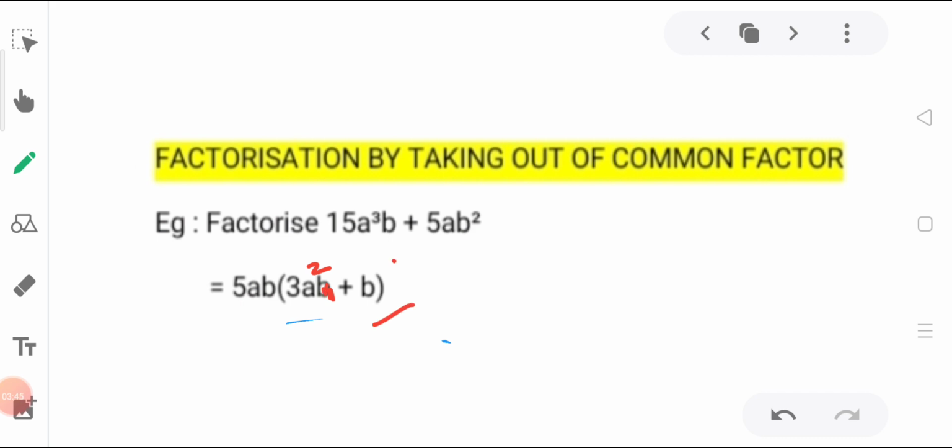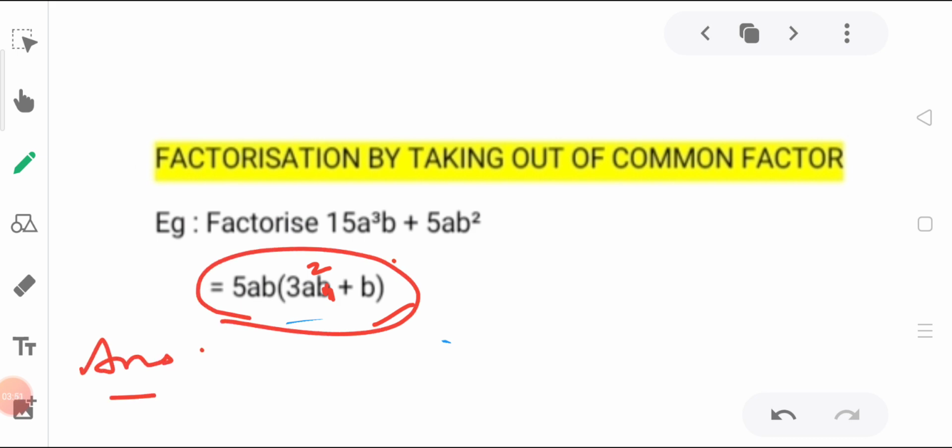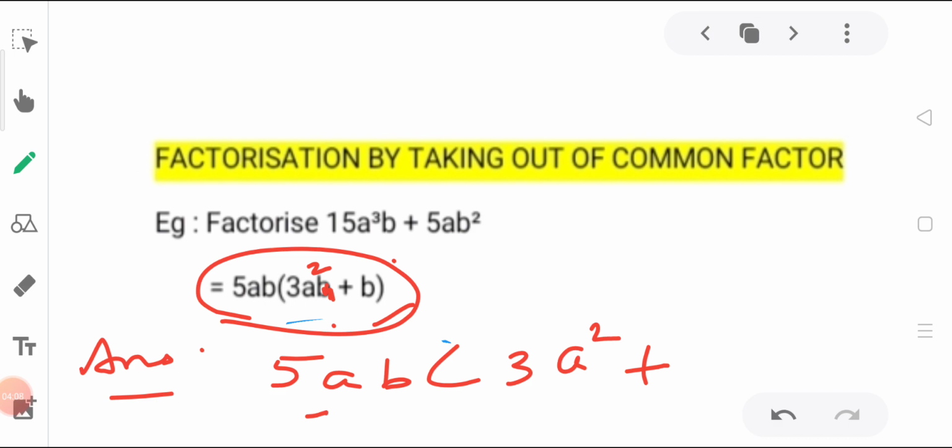And what is written over here? The b, 1b is left over there. So what is the actual answer? This is wrong. I am writing the actual answer, that is 5ab in bracket. 3 has to be taken, and also a raised to the power 2, and b also has been taken out, so b shouldn't be there. And then 5a is common, and b also, so 1b is left. So this is the correct answer. I hope that you people have understood.